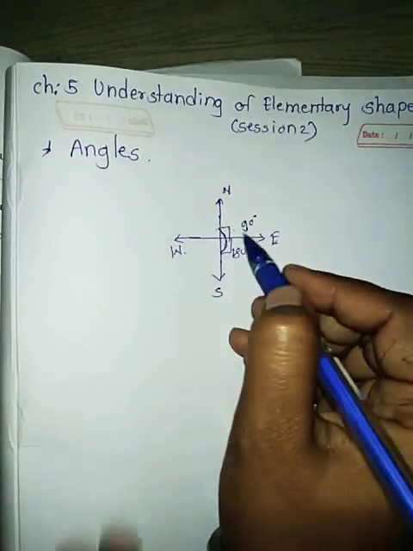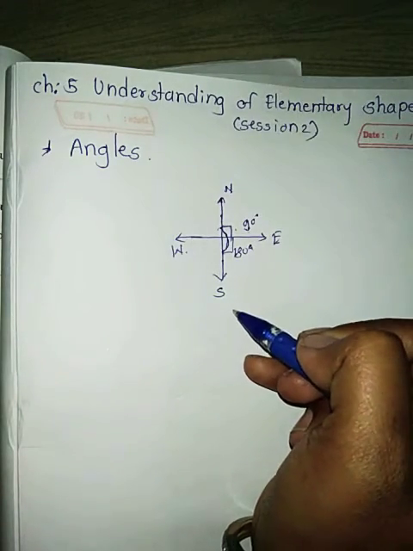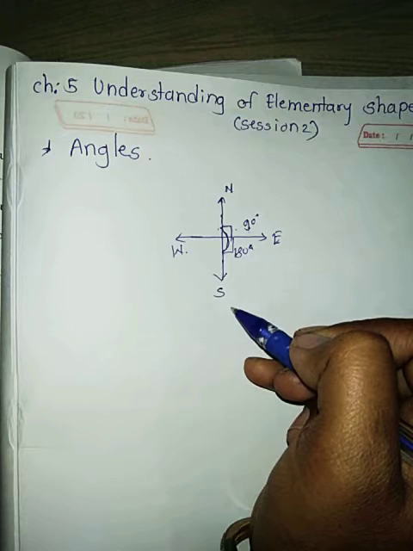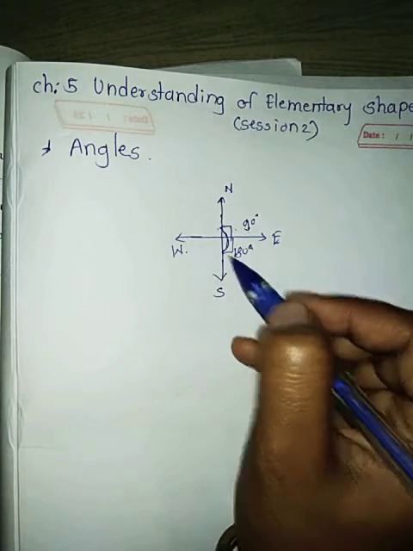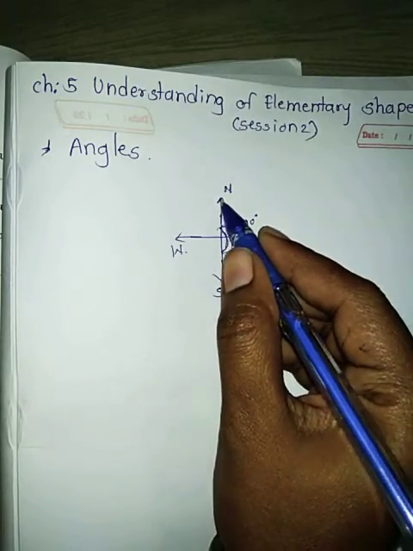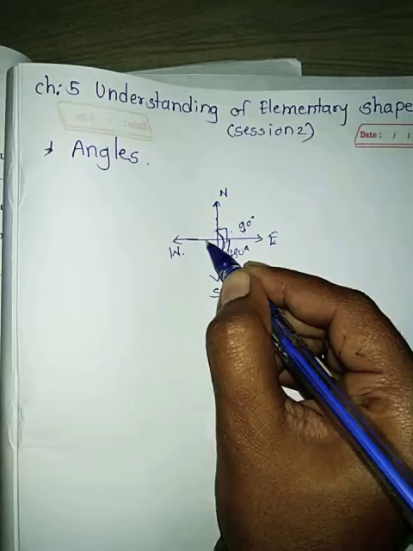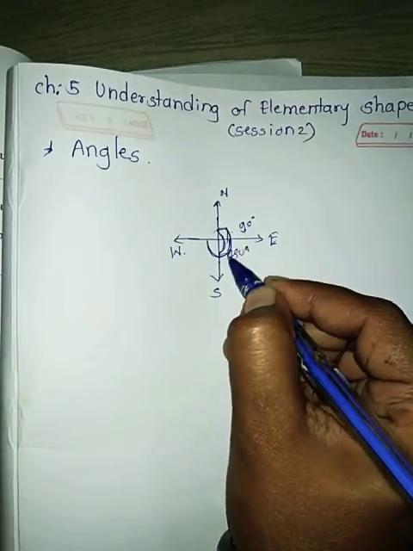90 degrees is a right angle. This 180 degrees is a straight angle. Next, if I want to turn to the west, then I have to go like this, from this to this.